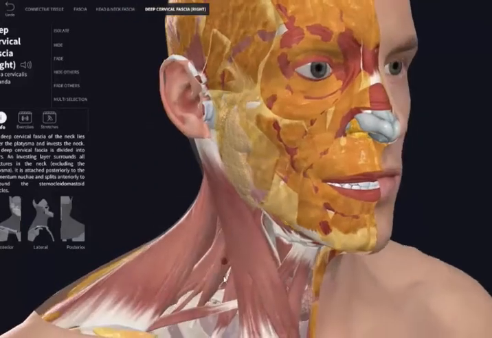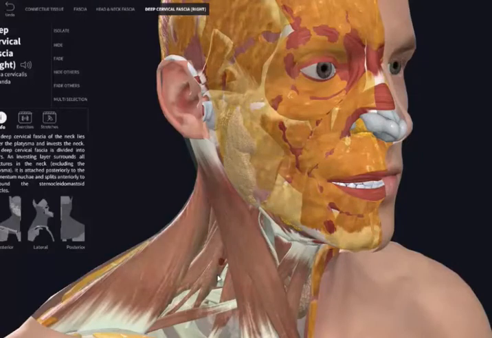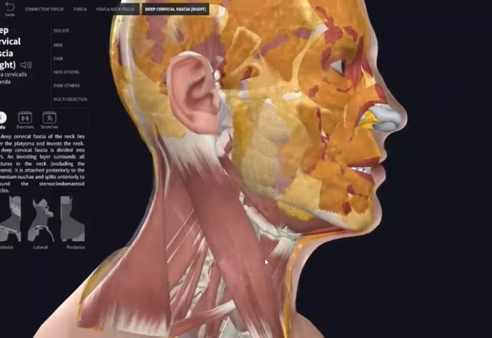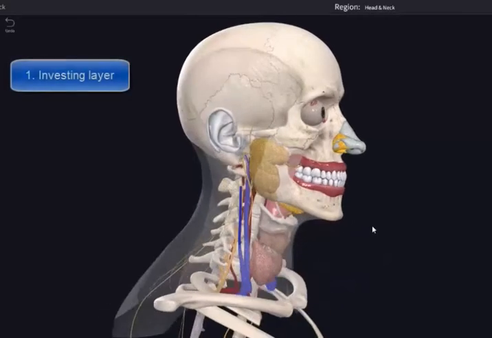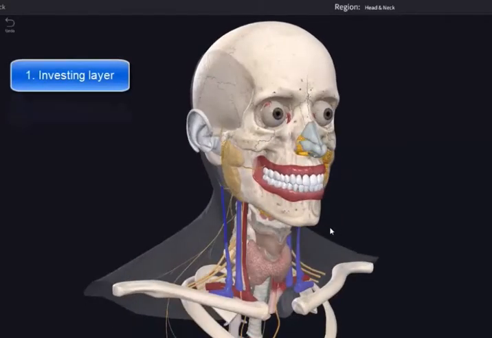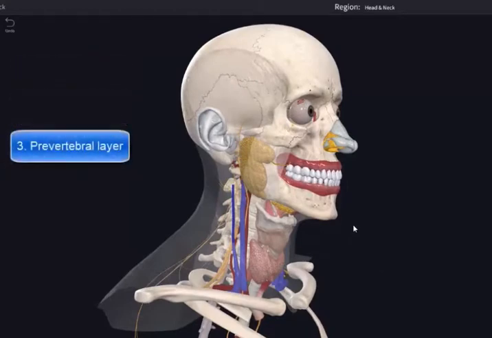So basically what we have is fascial planes that arise, and these fascial planes are clinically very important because they can determine the direction in which an infection in the neck can spread, for instance. So now let's briefly touch on the deep cervical fascia, all right? The deep cervical fascia will consist of 3 distinct layers. The first layer is going to be called the investing layer. Then you will have a layer of pretracheal, and then prevertebral fascia.